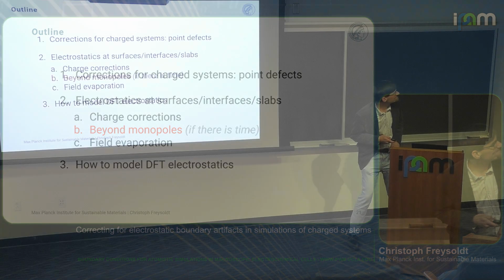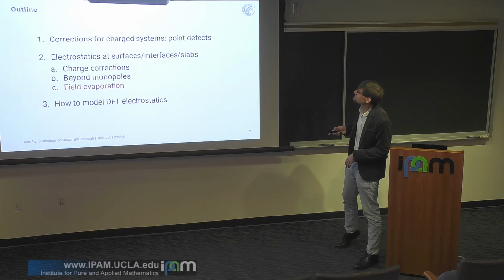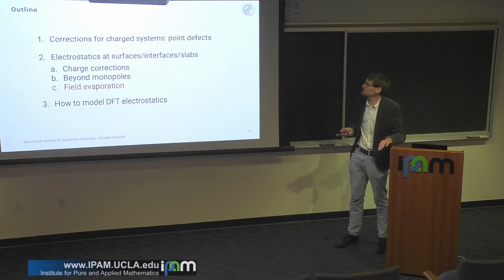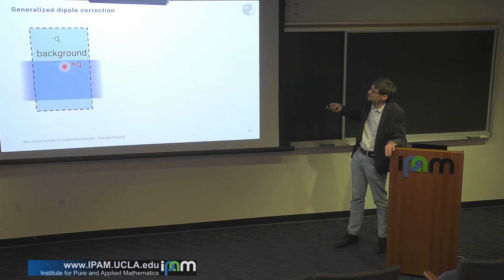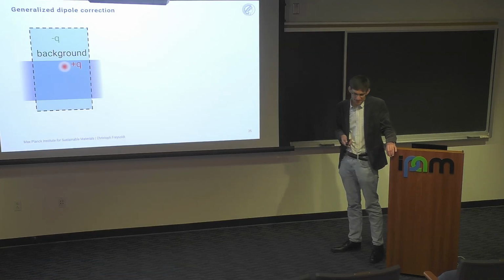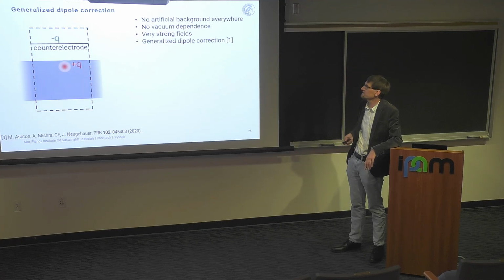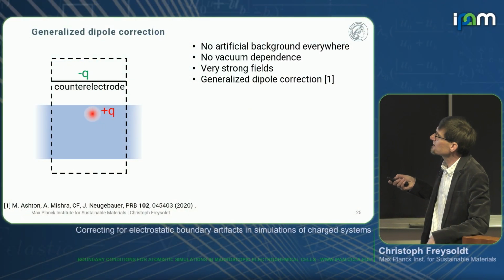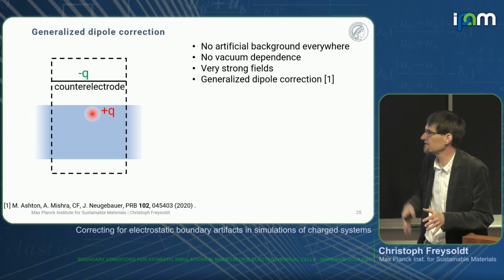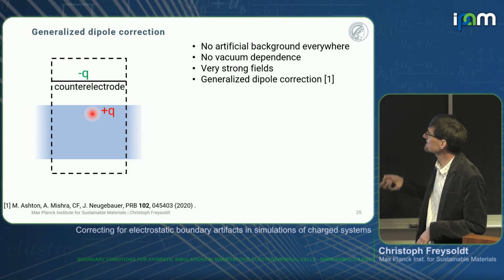Okay, I will skip this. I will move on to a slightly different setup. So far, all the design was we have a charge and we have a homogeneous background, including those slabs here. Now, one alternative possibility, because we now have a vacuum where we can do whatever we want, is that we put a counter electrode here and leave the charge over here. This has the advantage that if we keep the counter electrode in place, we can play with the vacuum thickness, nothing happens. The downside is that we get very, very strong fields, and we've implemented this kind of idea that we replace the homogeneous background by a counter charge in the vacuum in terms of a generalized dipole correction.